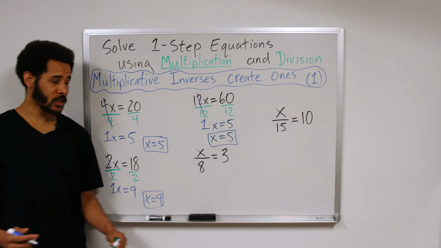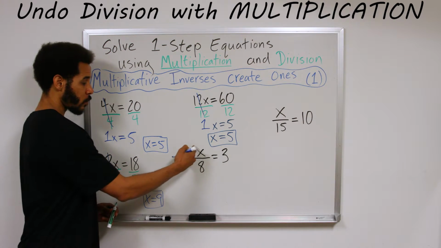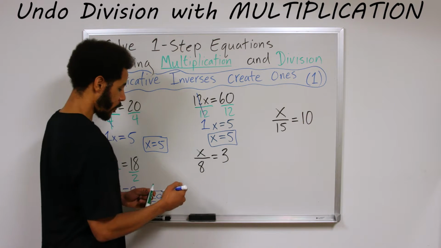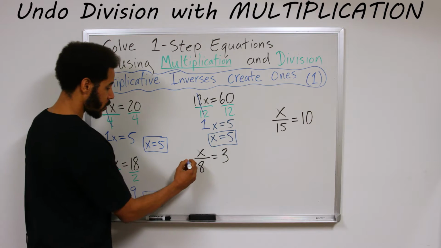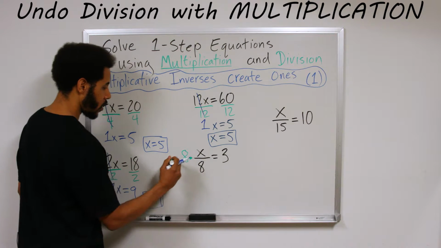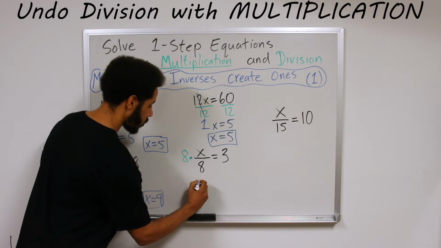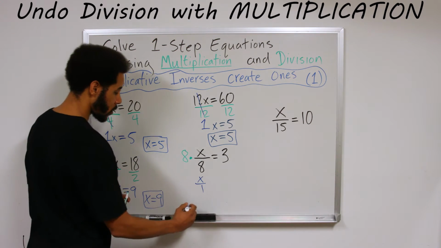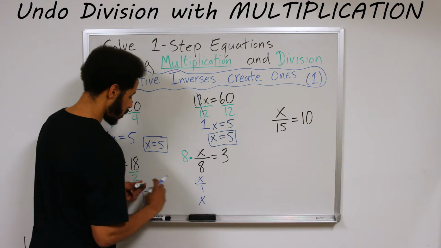Here we're dividing x. We're cutting a variable, a number we don't know yet, into 8 pieces. And when we cut it into 8 pieces, we have 3. To undo this division, we multiply. Multiply by 8. What we have here now is x divided by 1. Instead of dividing by 8, we're dividing by 1, which is the same as leaving it isolated.